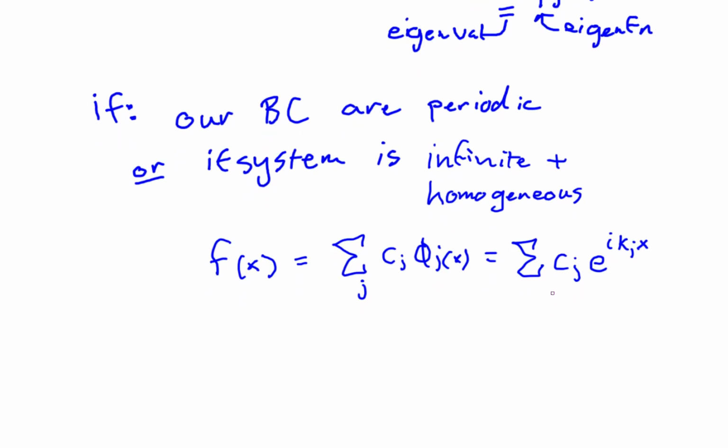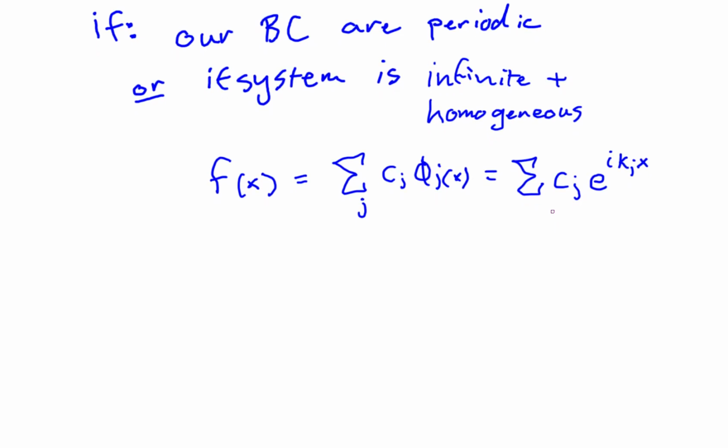A similar argument applies in time. If time is infinite, and if time is everywhere the same, homogeneous, then in the same way we can also have basis functions in time, maybe call this a capital phi for the moment, sub j of t, that are e to the i omega t. We'll often use a minus sign as a convention here, especially as we go to our partial derivatives.